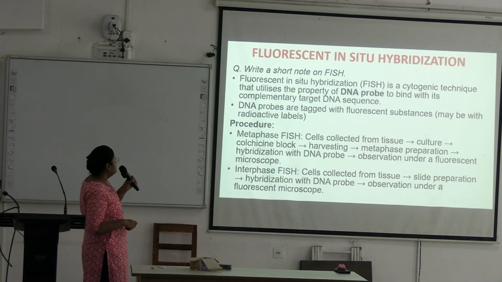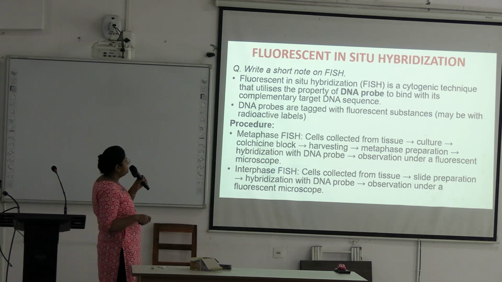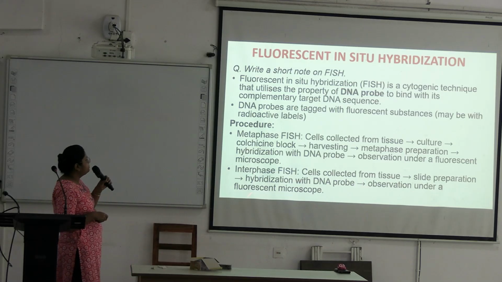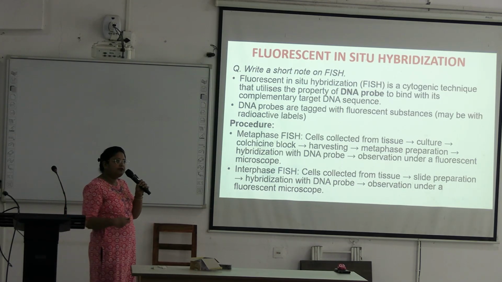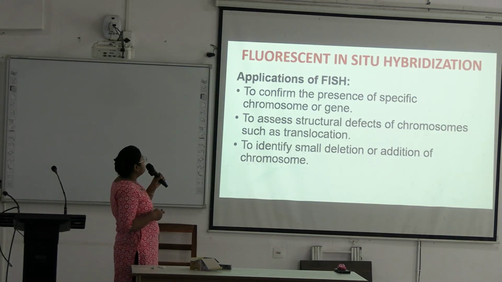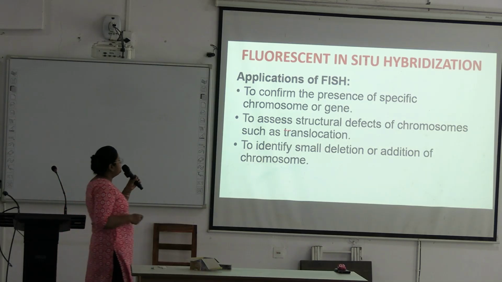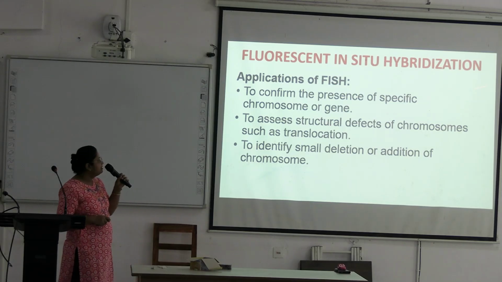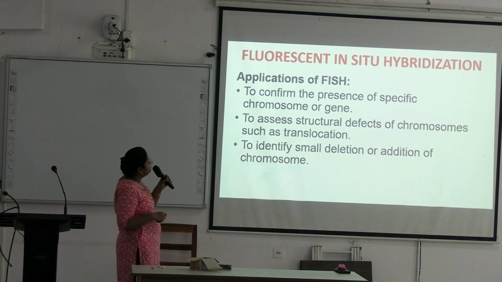Next is interphase FISH. Cells are collected from the tissue, slide preparation, hybridization with the DNA probe, observation under a fluorescent microscope. So FISH is done in two phases, metaphase and interphase. What are the applications of FISH? To confirm the presence of a specific chromosome or gene, to assess structural defects of chromosomes such as translocation, and to identify small deletions or additions of chromosome.